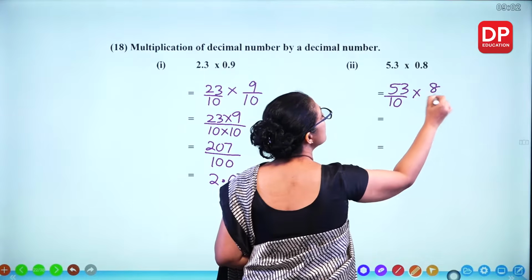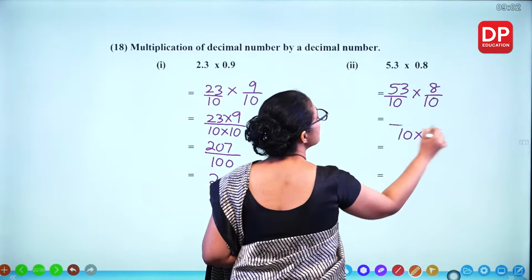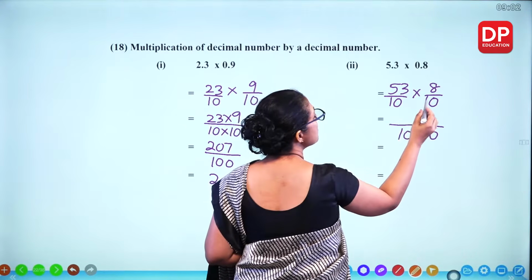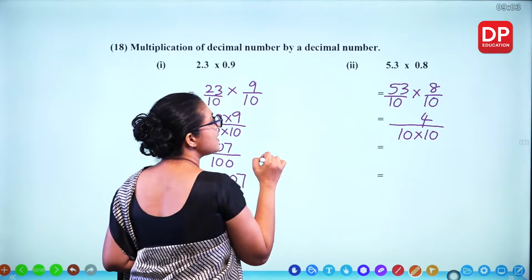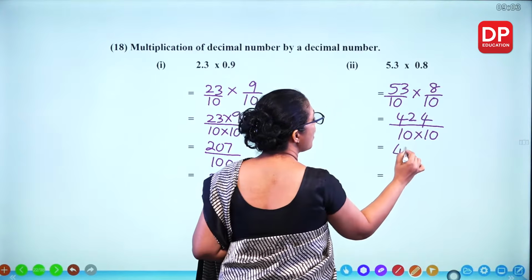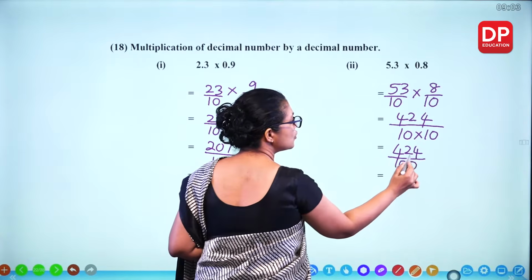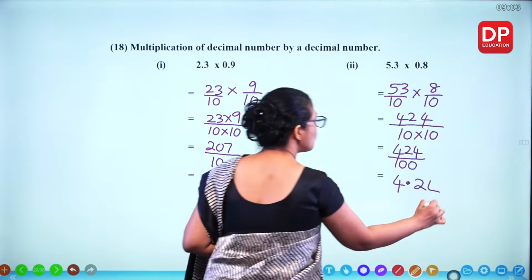5.3, I can write 53 over 10. 0.8, 8 over 10. So this becomes 10 times 10. 8 times 53. 8 times 3, 24. 2 remaining. 8 times 5, 40 plus 2, 42. So 424 divided by 100. So 2 places to the left, 4.24.